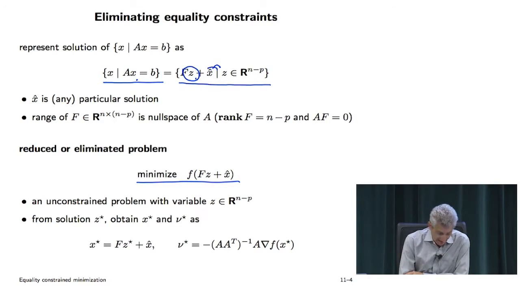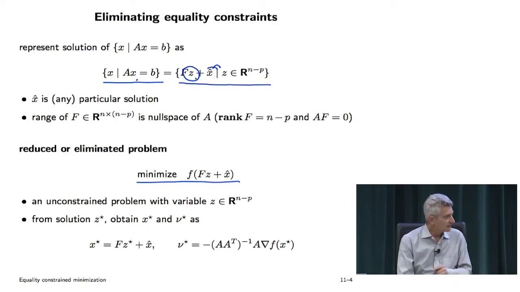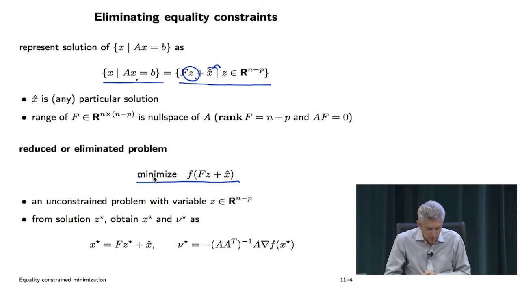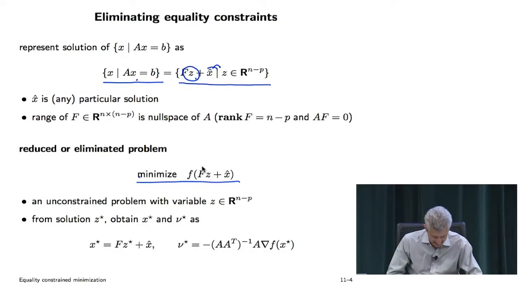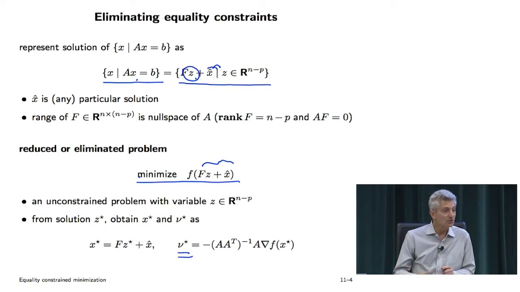So that's it, and we know how to do that. I mean, we can apply Newton's method, gradient, steepest descent, whatever you like. Okay, so that's the idea. And if you want, after solving this problem, you can reconstruct x. But you can also reconstruct the optimal Lagrange multiplier, and it's got just a particular formula like that. That's if you wanted it in the original one.